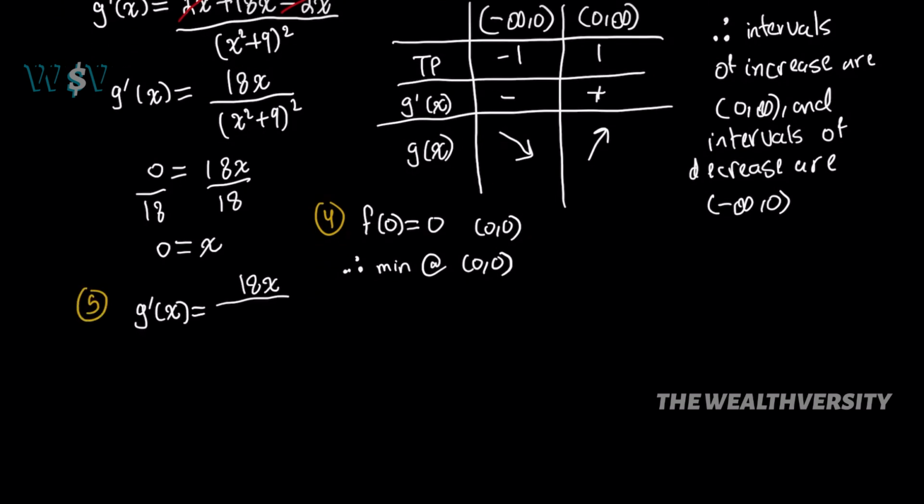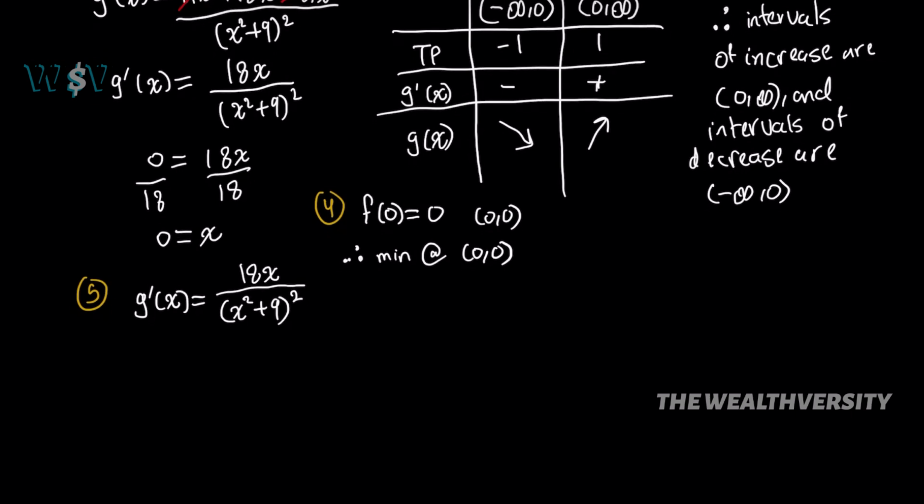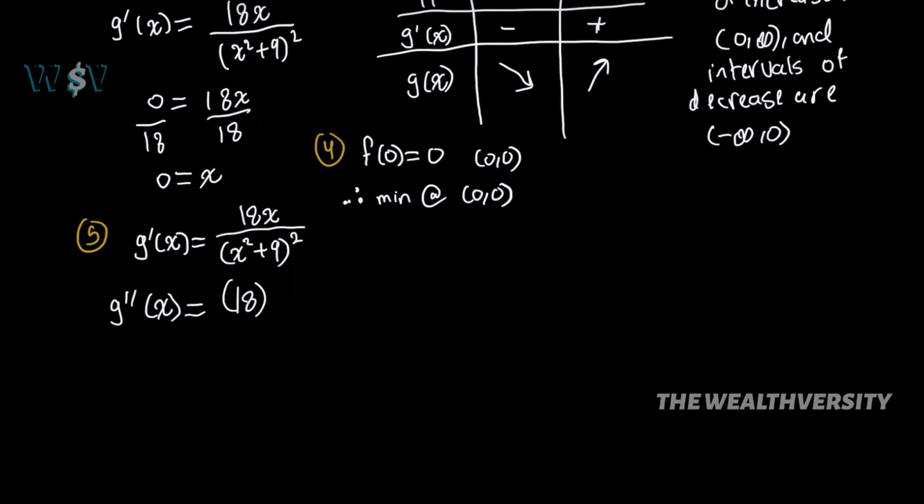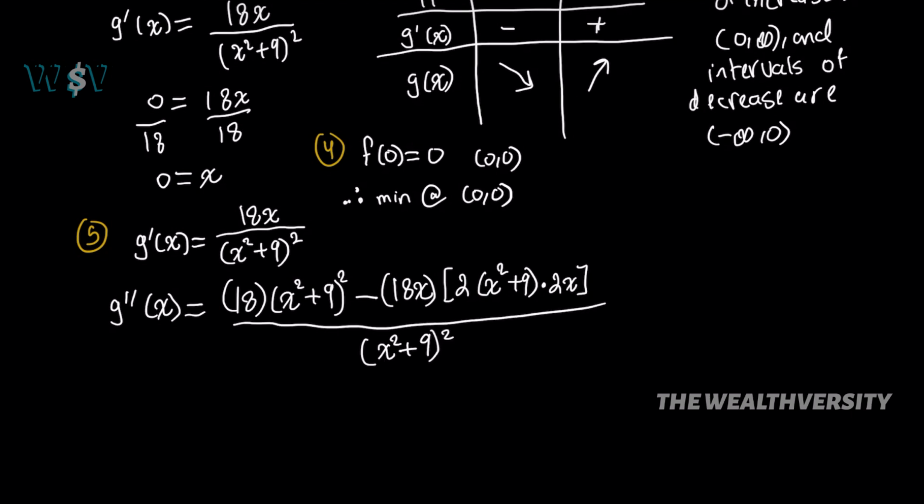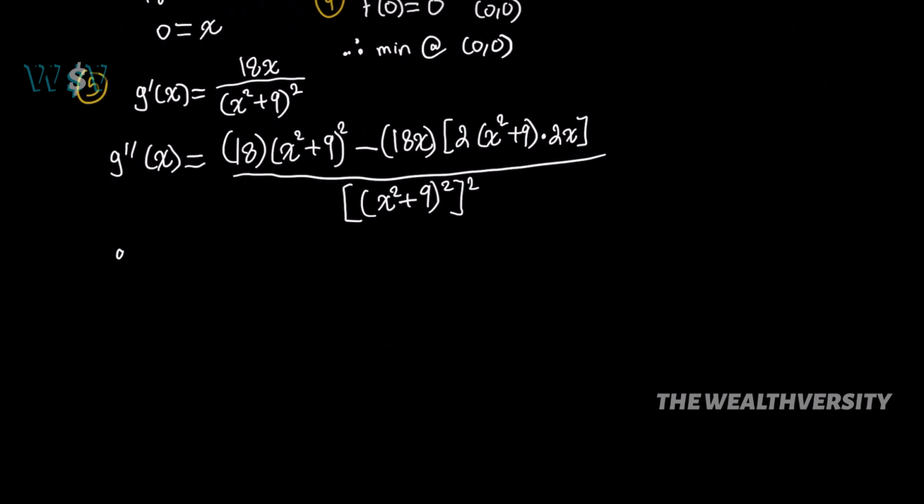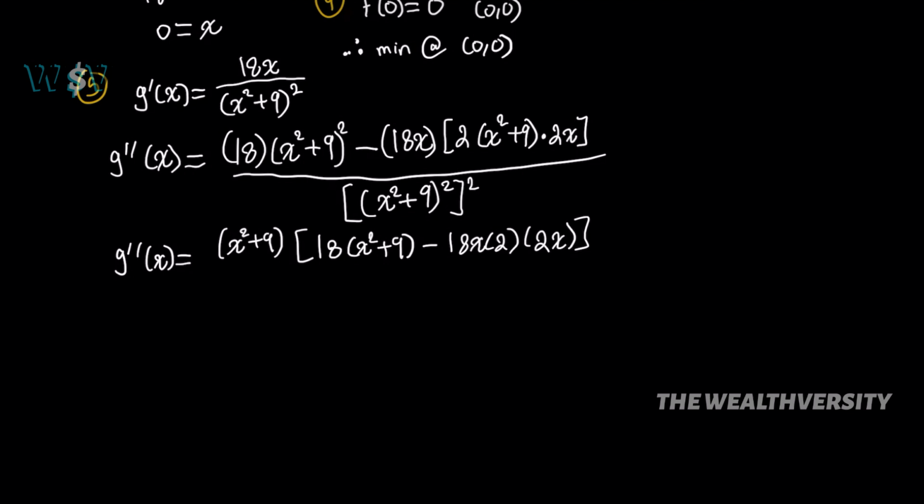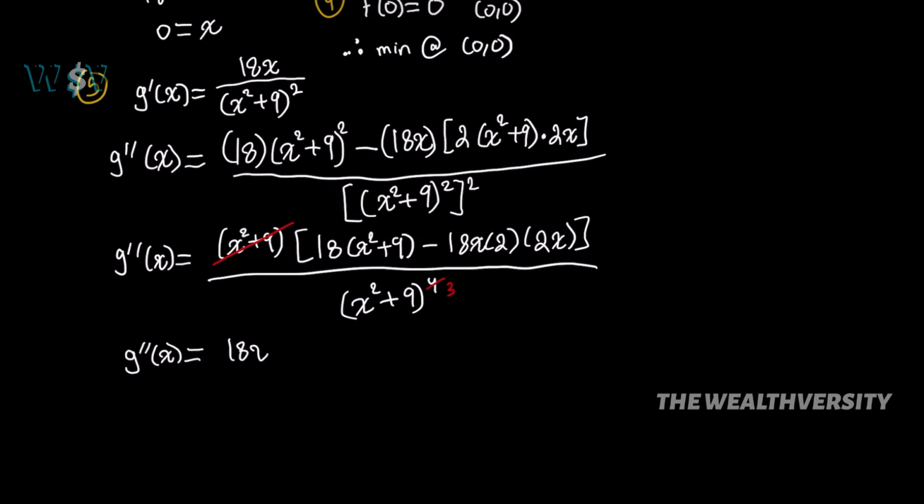To do so, we find the second derivative by using the quotient rule again. So we get g double prime of x is equal to 18 times (x squared plus 9) squared minus 18x times 2 times (x squared plus 9) times 2x, divided by (x squared plus 9) squared, squared again. To simplify, we can factor out the x squared plus 9 from the numerator and cancel it with one of the (x squared plus 9) to the power of 4 in the denominator.